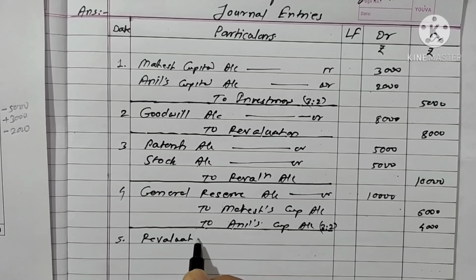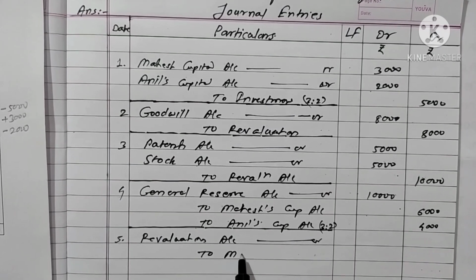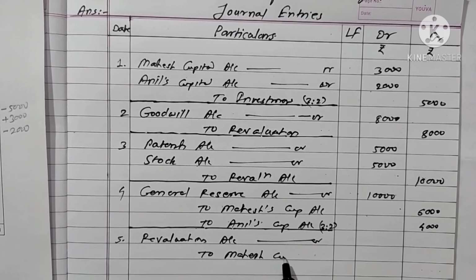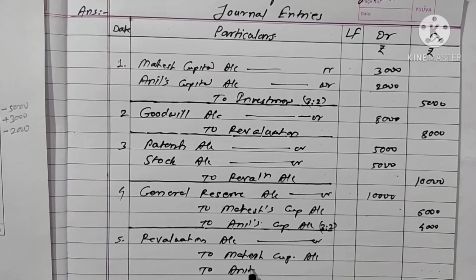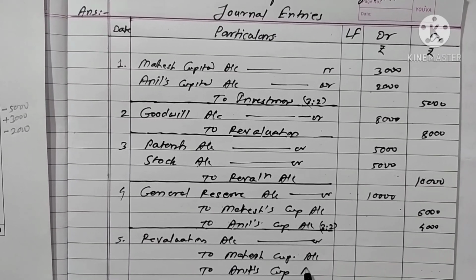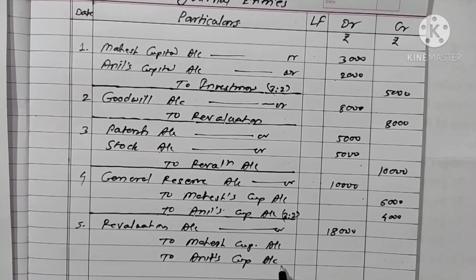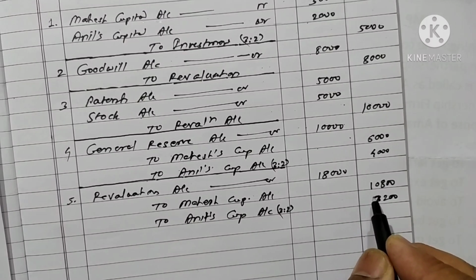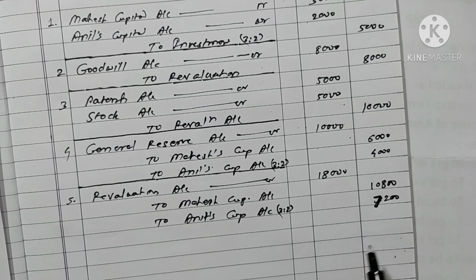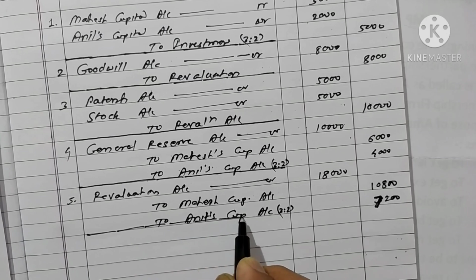Revaluation account debit to Mahesh capital account and to Anil's capital account. Here 18,000, and the proportion comes 3:2. It comes to 10,800 and 7,200. Now, next one.